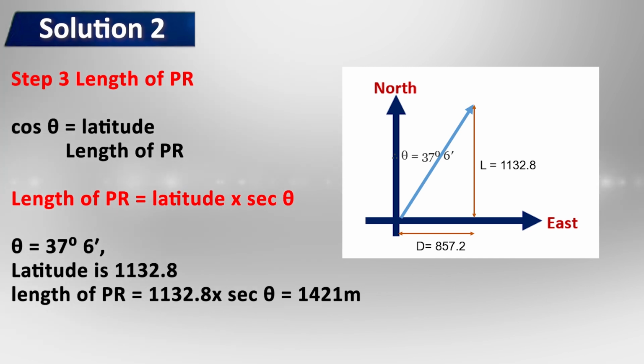The value of theta is calculated as 37 degrees 6 minutes. The latitude comes out to be 1132.8. So the length of PR will be 1132.8 into sec theta, that is equal to 1421 meters.